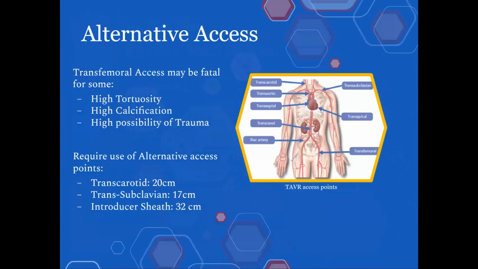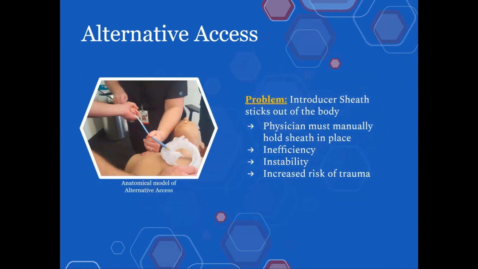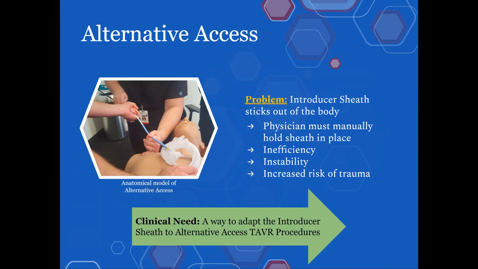However, this may be fatal for patients with highly tortuous or calcified femoral arteries. In such cases, the clinician will use alternative access points such as transcarotid or transsubclavian. These routes are significantly shorter than the length of the introducer sheath, forcing an extra clinician to steady the sheath so as to not overpenetrate the heart. This is highly inefficient and unstable, increasing the risk of vascular trauma. This poses a significant clinical need to properly adapt the introducer sheath for alternative access.